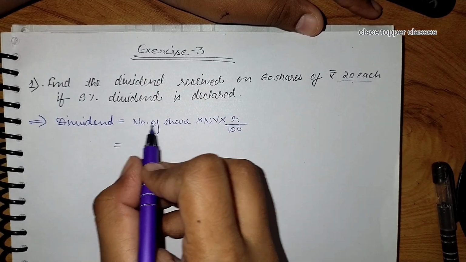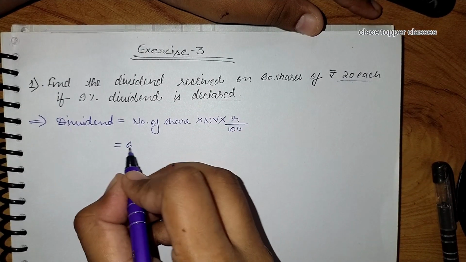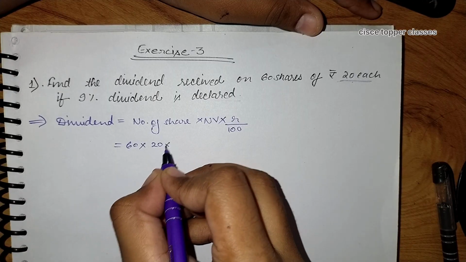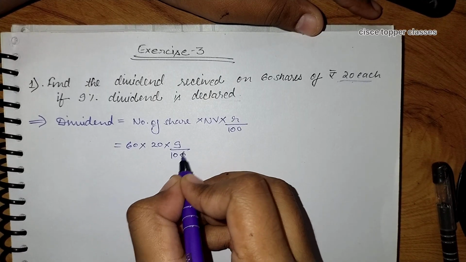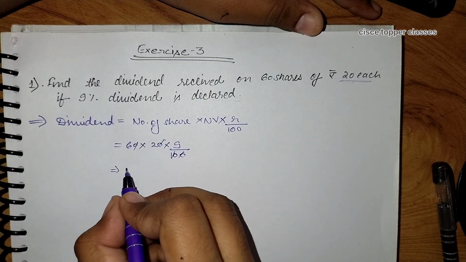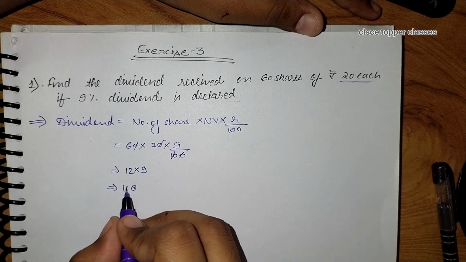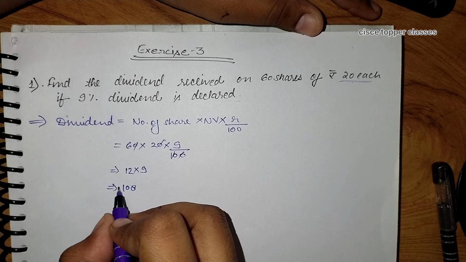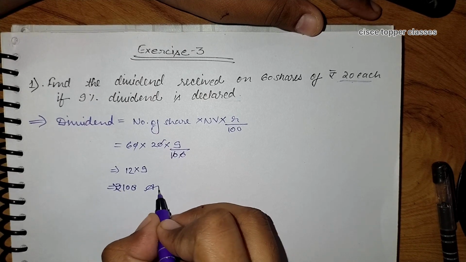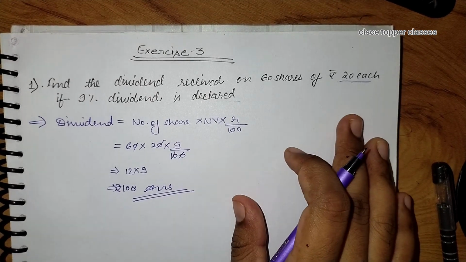So if we write here, the number of shares is 60, given to us, into nominal value, which is 20, rate is 9 by 100. So the 0 will be cancelled out from here and this will be 12 into 9. So 108 is the dividend. Rupees 108 is the dividend. So this is the final answer in this question.